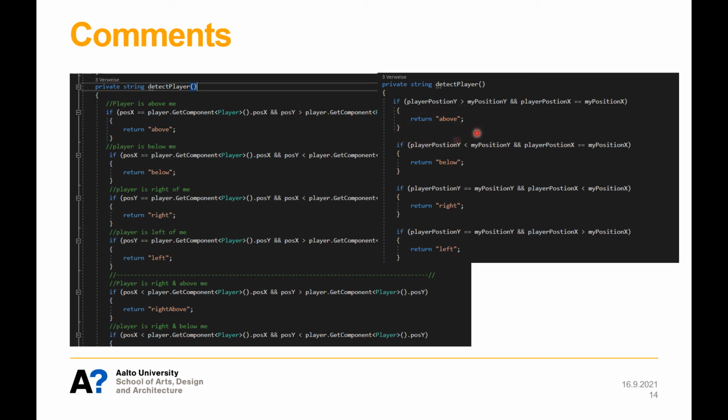If so, it will return above. Likewise, player position Y is smaller than my position Y. Okay, player is below me. Likewise, player position Y is the same as my position Y, so it's somewhere on the x-axis here. Oh, player position X is smaller than my position X. Okay, player is to the right. You see, we were able to both condense the code physically. It is now way smaller. It is way more easily readable, and we do not need the comments at all.